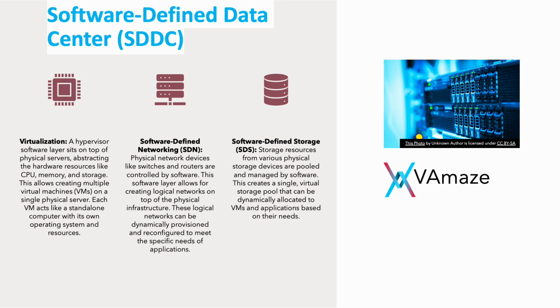Virtualization. Imagine a layer of software called a hypervisor sitting on top of your physical server. This hypervisor acts like a conductor, abstracting the hardware resources like CPU, memory, and storage. Think of abstraction as hiding the complex inner workings and presenting a simpler interface. With virtualization, you can create multiple virtual machines, VMs, on a single physical server. Also, you can run multiple containers on a physical server. Each VM acts like a standalone computer with its own operating system and resources, even though the underlying hardware is one server. This allows better resource utilization and easier management.